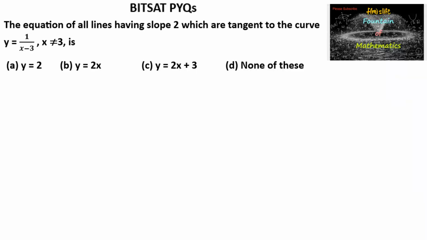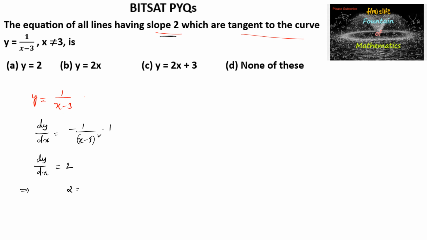So we need to find the equation of all lines having slope 2 which are tangent to the curve y is equal to 1 upon x minus 3, for x not equal to 3. So differentiating to get the tangent slope, dy by dx is equal to minus 1 upon x minus 3 whole squared into the differentiation of x minus 3, which is 1. And we need to find the equation having slope 2. So let us consider dy by dx is equal to 2.